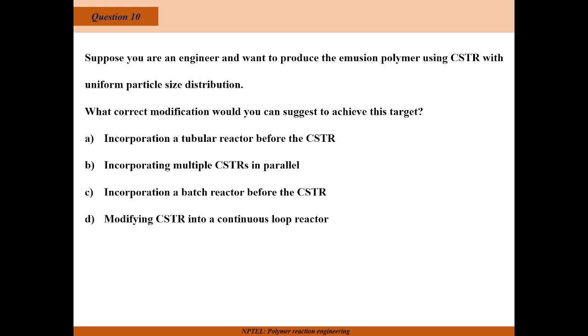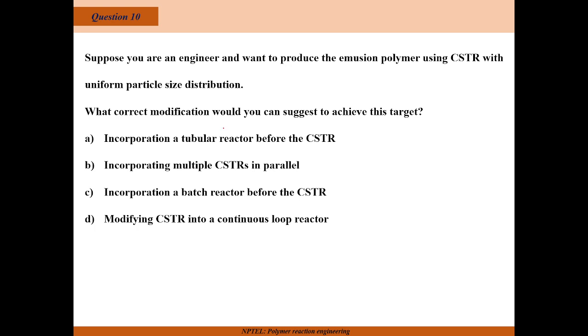Suppose you are an engineer and want to produce an emulsion polymer using CSTR with uniform particle distribution. What is the correct modification you suggest to achieve this target? Incorporation of a tubular reactor before CSTR, incorporating multiple CSTRs in parallel, incorporating a batch reactor before CSTR, modifying CSTR into a continuous flow reactor.